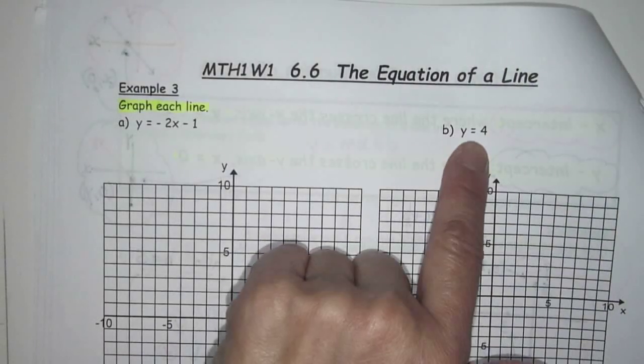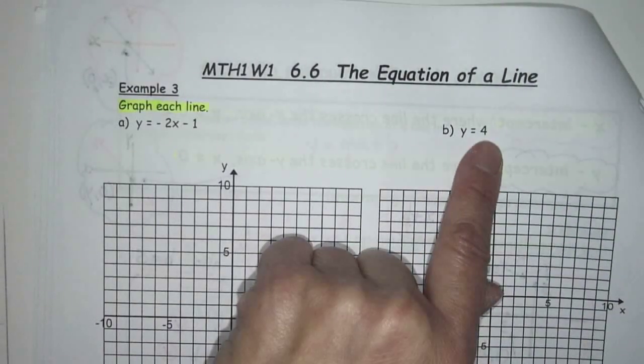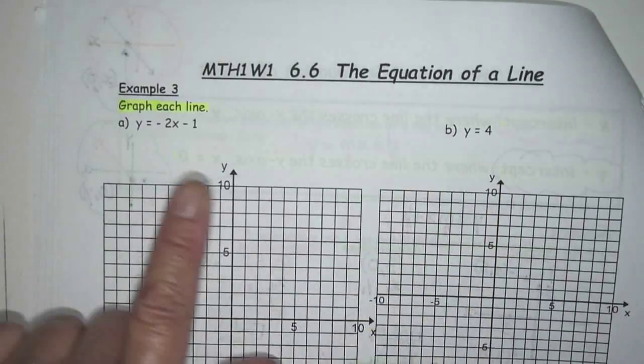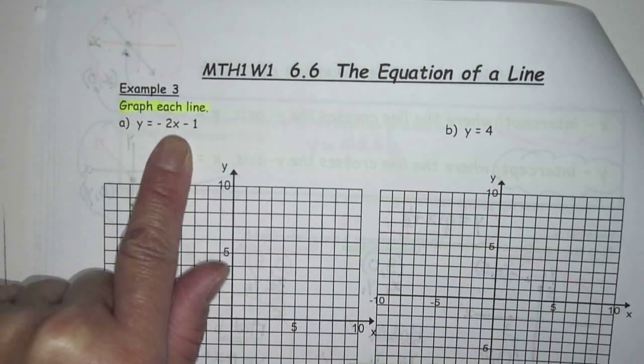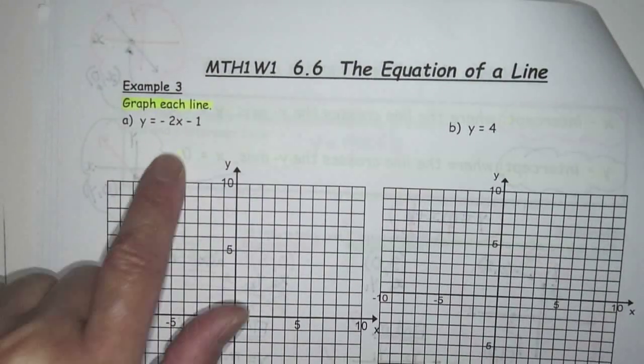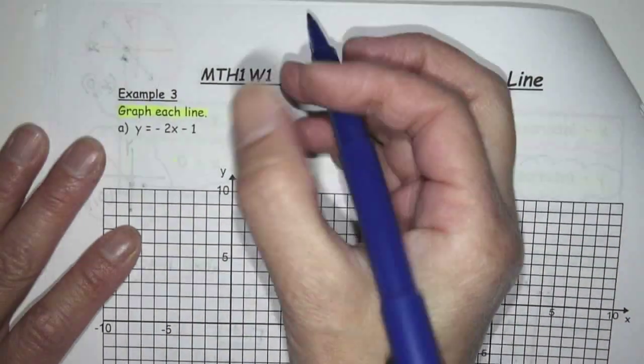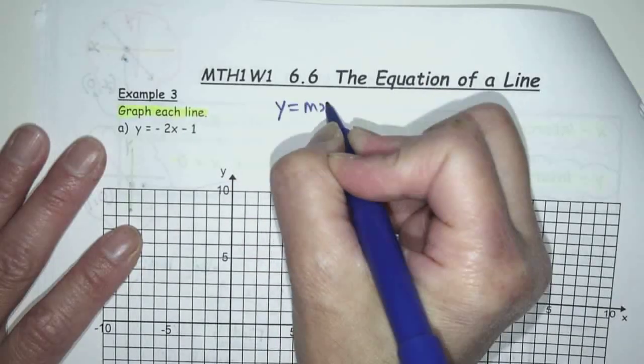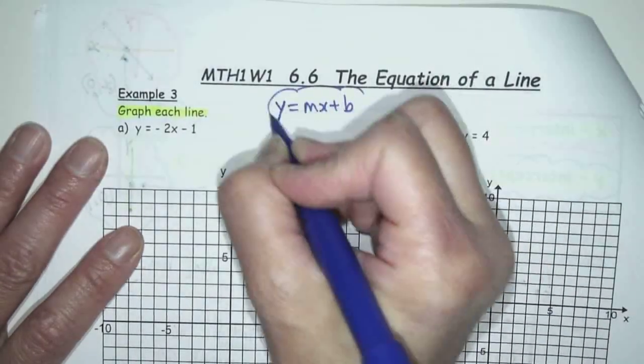This is one of the special cases, so that one looks a little different. We know special cases are horizontal and vertical. This one does not look like that, right? So this one looks like a regular old line. When you get this, y equals mx plus b, in your brain you go, oh, I know what this is, y equals mx plus b.